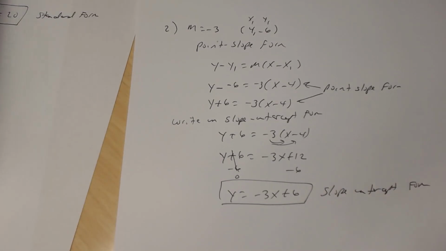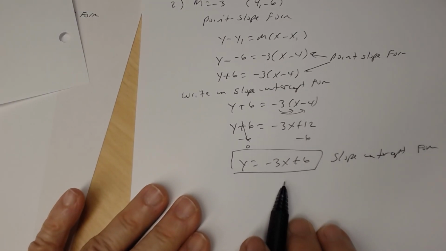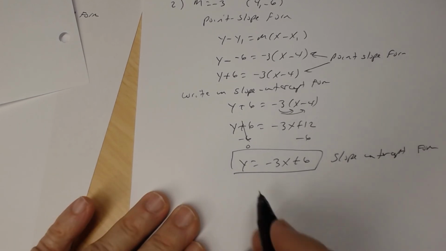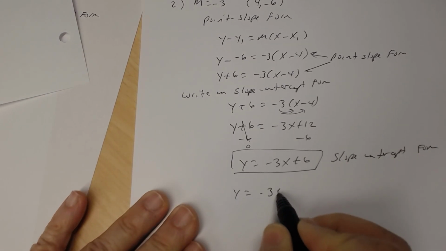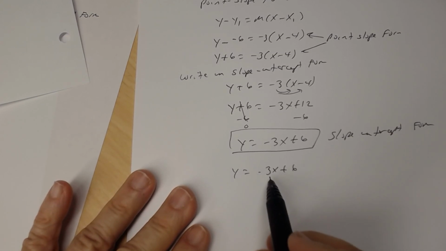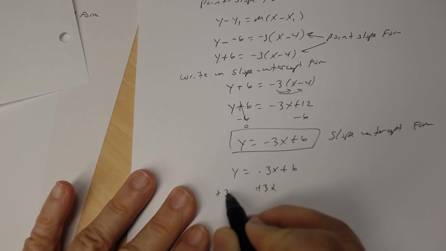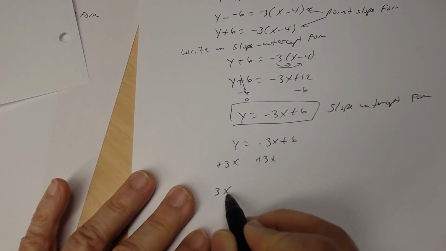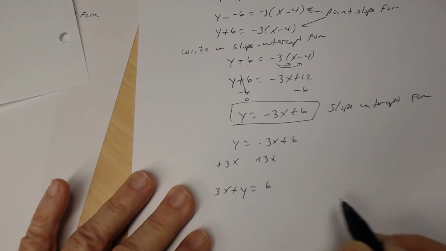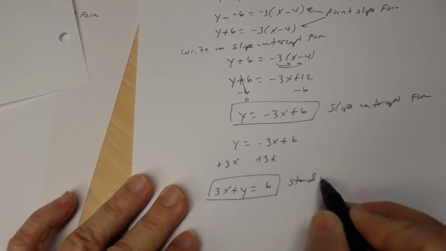Okay? Alright, now the next thing you're going to do is write this in standard form. So remember, there are two possible answers. Alright, always make things easier for yourself. Since y is already by itself, it's easier just to bring the 3x over. So I'm going to add 3x to both sides. So I get 3x plus y equals 6. So there's your standard form.